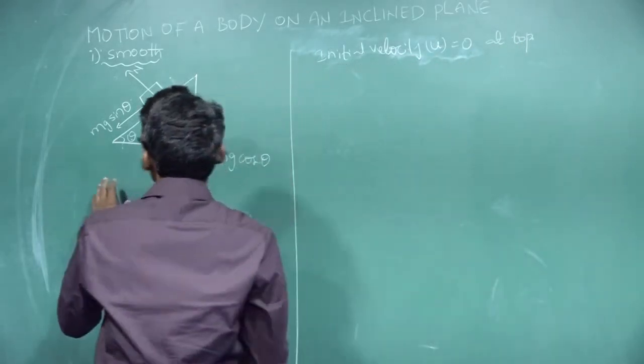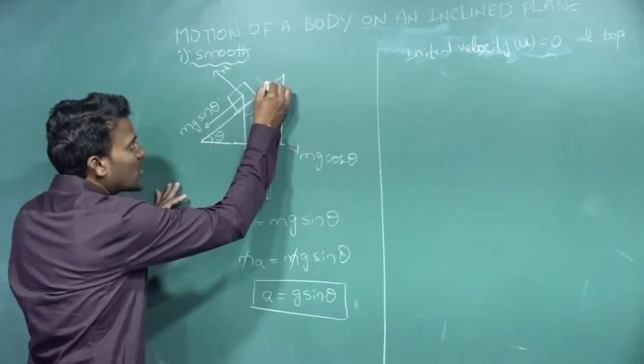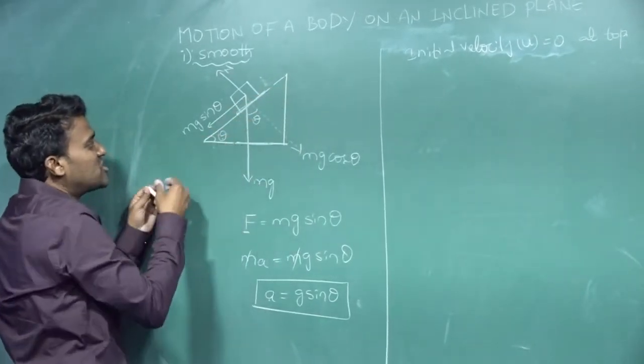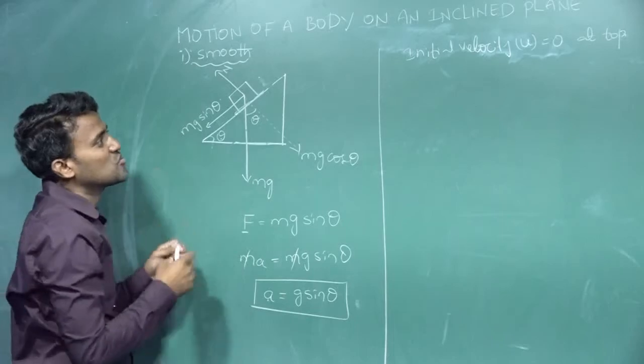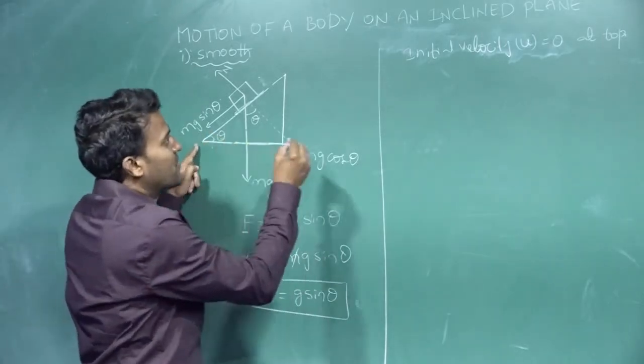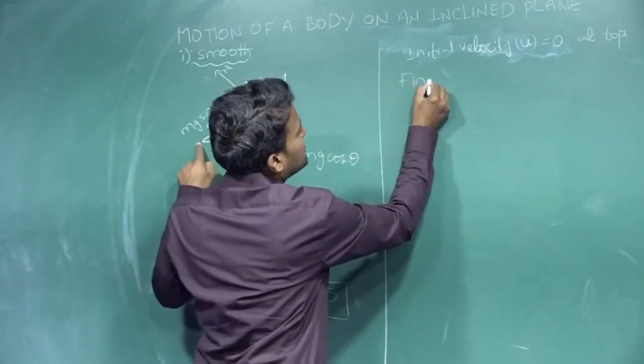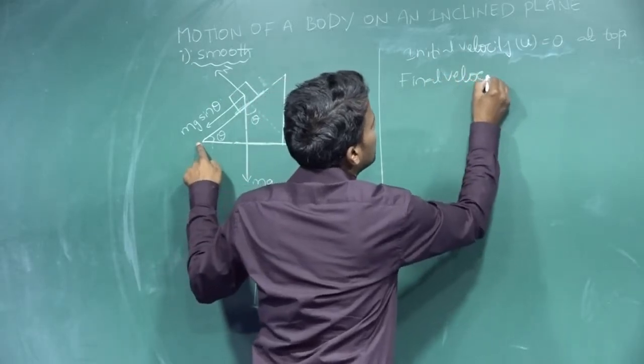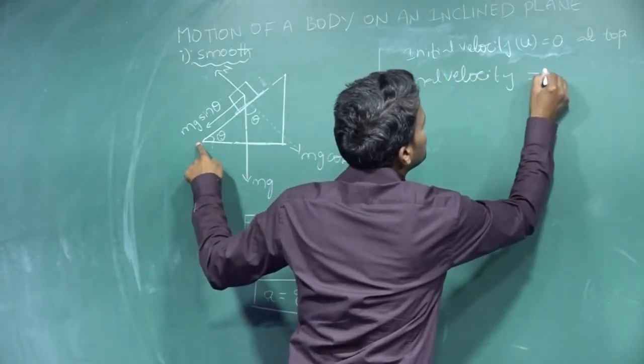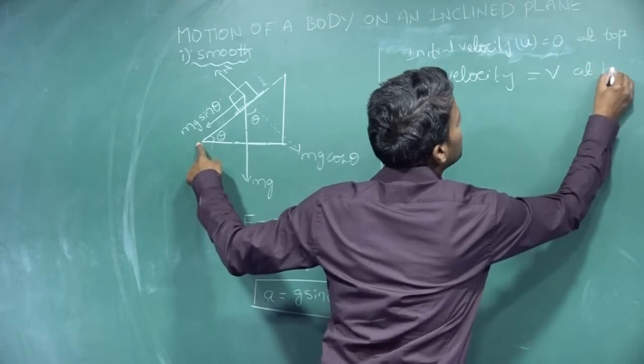Now when it touches the ground, while it is moving downward, it strikes the ground with a certain velocity. So the final velocity at the bottom is v at bottom.